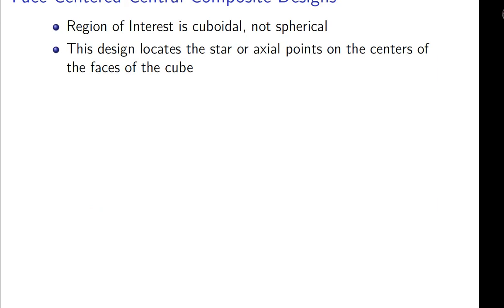So, as you might imagine from the title, unlike the spherical central composite design, or unlike the Box-Behnken design, which is spherical, a face-centered design has a region of interest that is the cube, if it's 3 dimensions, rather than the sphere in the 3-dimensional factor space. The additional points, the axial points, are on the faces of the cube.